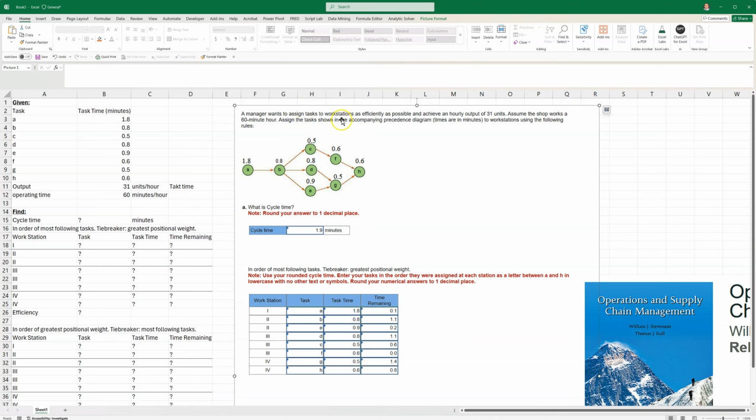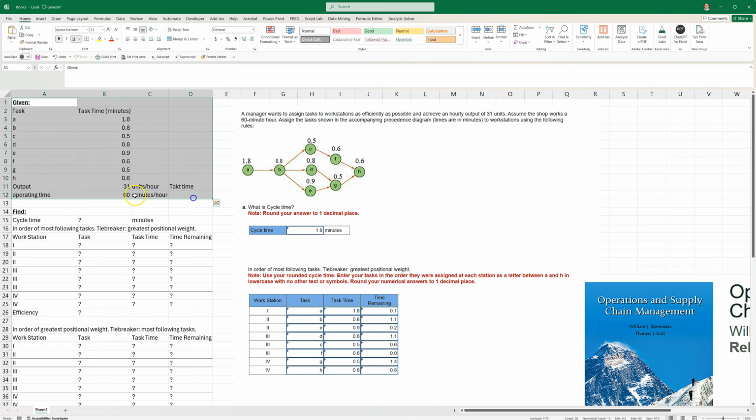Manager wants to assign tasks to workstations as efficiently as possible to achieve an hourly output of 31 units. So I put that here under my given area. Normally, when they're talking about units per hour, a lot of times there's a German term called Takt time, and that's what they want, to produce 31 units an hour in order to meet their demand, probably. They call that Takt time in Germany. It's the pulse that you want the production to work at. So you want it to produce 31 units an hour.